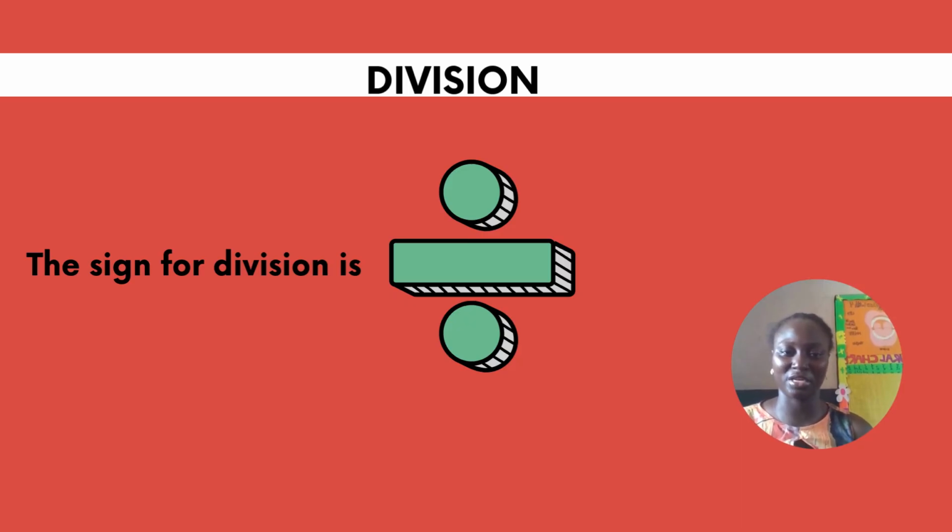So this is the sign for division. Whenever you're given a number, let's say 35 divided by 5, that means you have 35, then you put the division sign and write the number you use to divide it. So this is the sign for division.